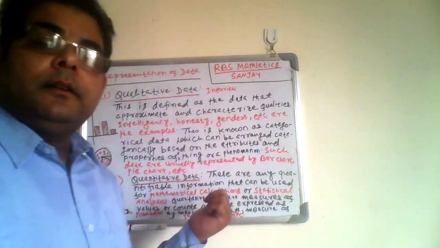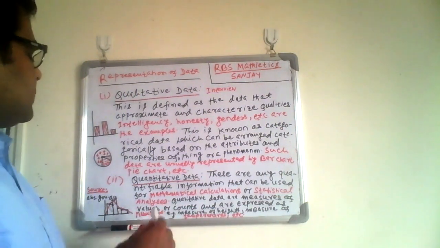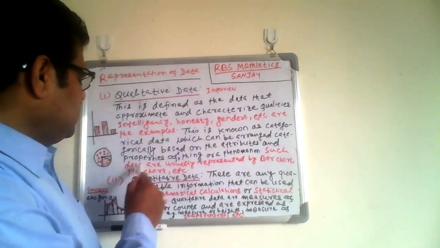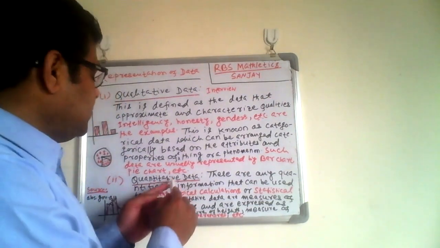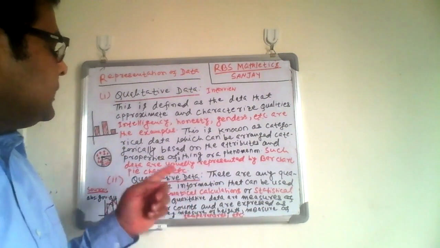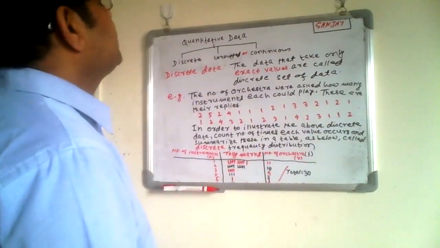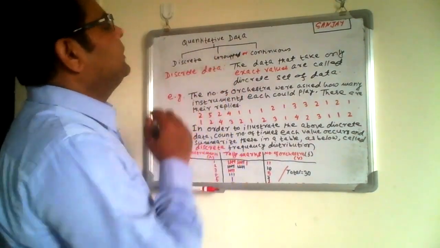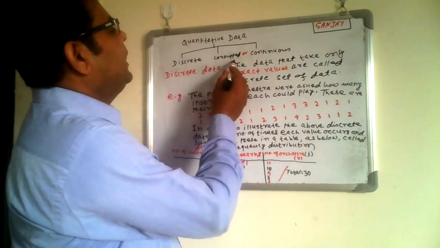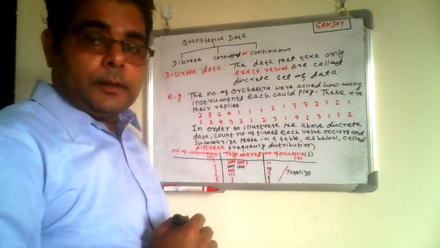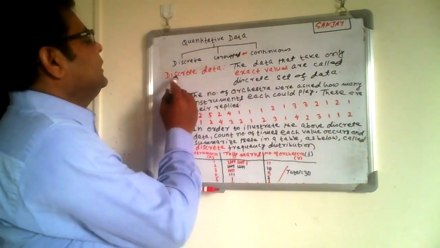Now I will discuss what sort of thing we do with quantitative data. In how many ways or types can quantitative data be seen? That we will discuss now. You can see quantitative data in the form of discrete data and also grouped or continuous data. First of all, we define discrete data.